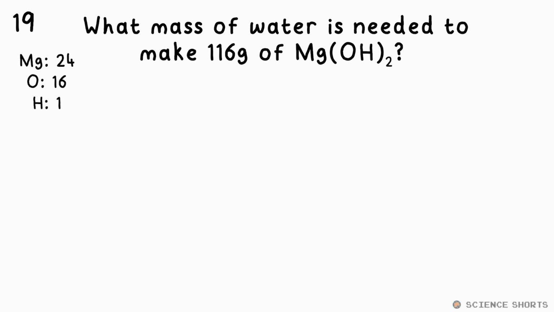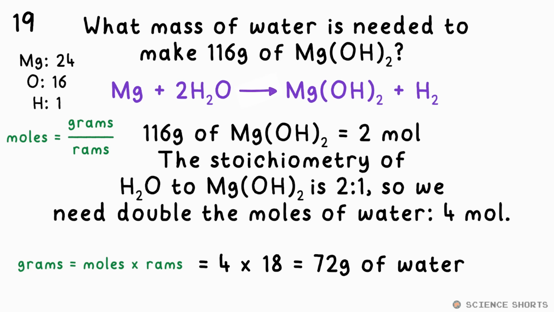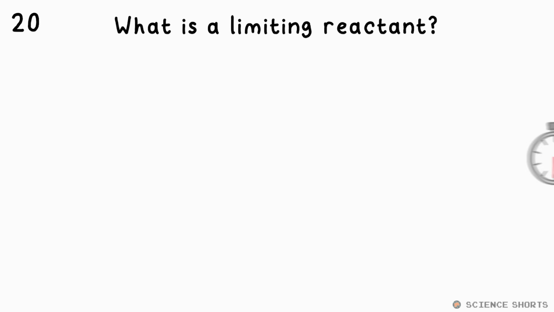How many grams of water are needed to make 116 grams of magnesium hydroxide? You will want to pause the video if you want to have a go at this one. Okay, here we go. The stoichiometry of water to magnesium hydroxide is 2 to 1, according to the balanced equation, meaning we must have double the moles of water, so that's 4 moles. Finally, rearranging our moles equation, we find that grams equals moles times RAMs, so that's 4 times 18, that's 72 grams of water needed.